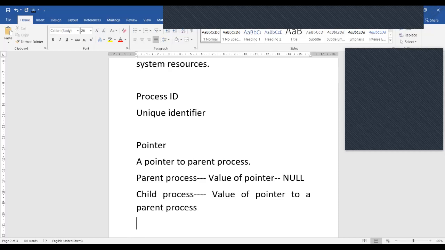Priority. Priority. No, it's not priority.